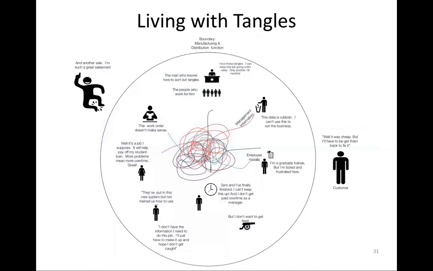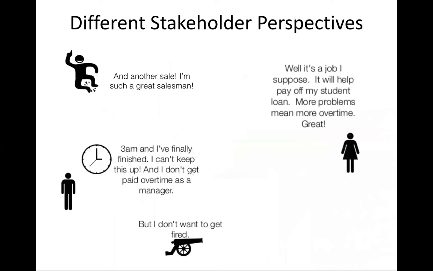Tangles provide traps for the innocent and unwary and hiding places for corruption and internal politics. They remove transparency. This picture here shows the different perspectives of people who are living with tangled processes. Note that the salesman is outside the boundary of the tangle and doesn't know or really care what happens as long as the sale goes through and he gets his commission. There are different stakeholder perspectives. There are winners and losers. The student, focused on paying off her loan, welcomes the overtime. And this contrasts with the overworked middle manager with a young family who must keep his job.